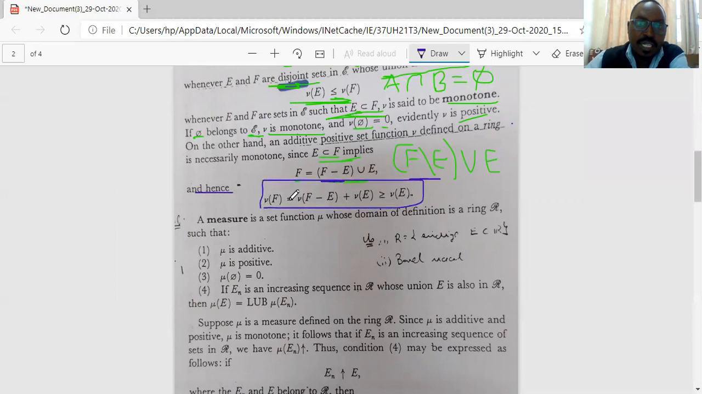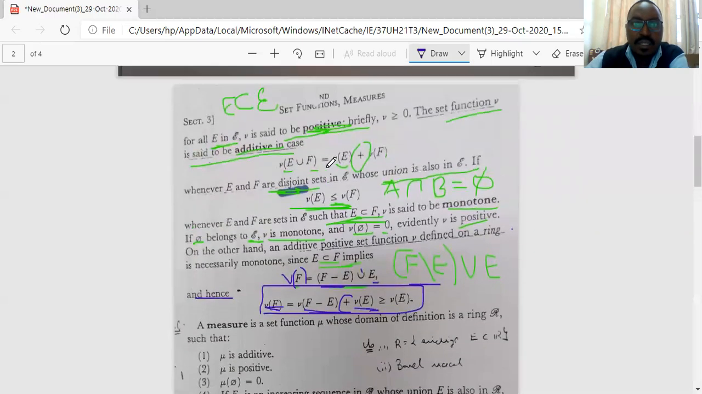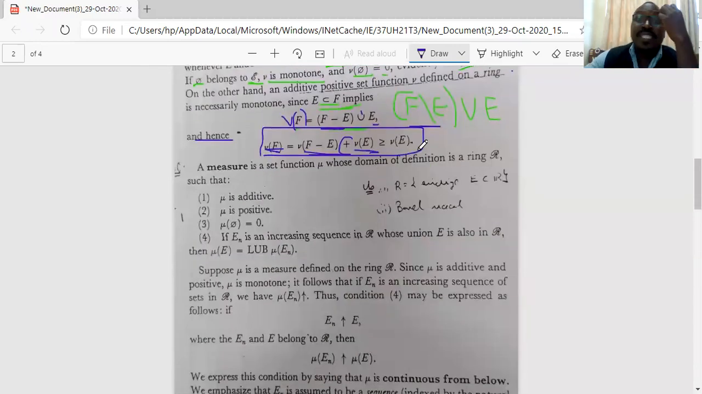As a result, when you put V of F here, you get V of F minus E plus V of E. The union is defined as a plus, as we said in this case. So V of E must be less than or equal to V of F, which means it is monotone.